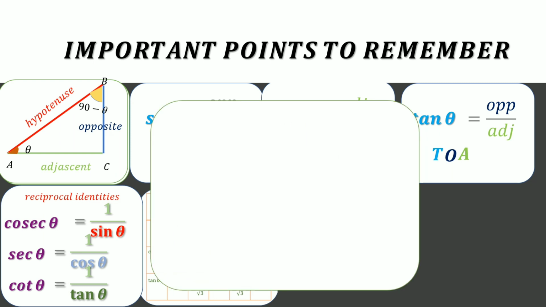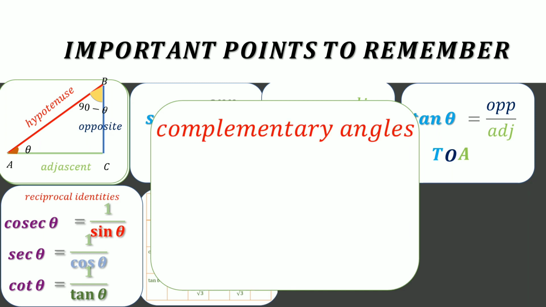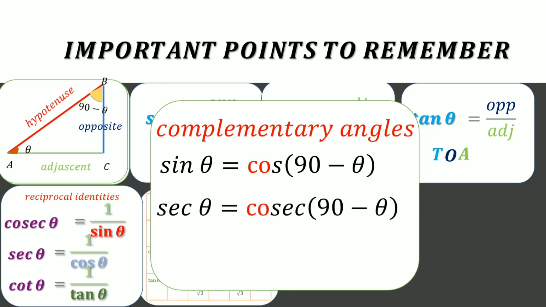Then comes complementary angles. If this is theta, this angle becomes 90 minus theta. Sin theta is equal to cos 90 minus theta. See, sin theta is BC by AC. Cos 90 minus theta is also BC by AC. You can remember it by just adding CO in front of sin. Cos theta is also equal to sin 90 minus theta.